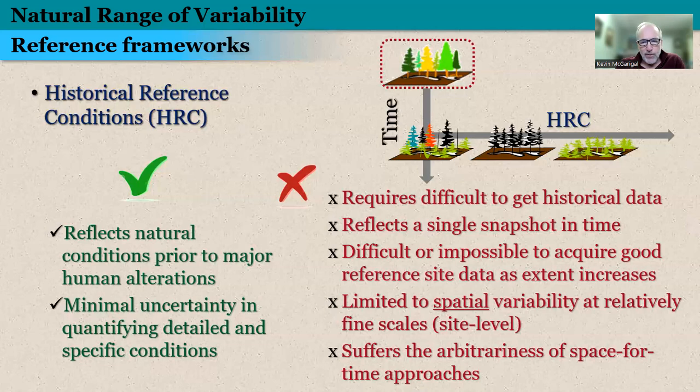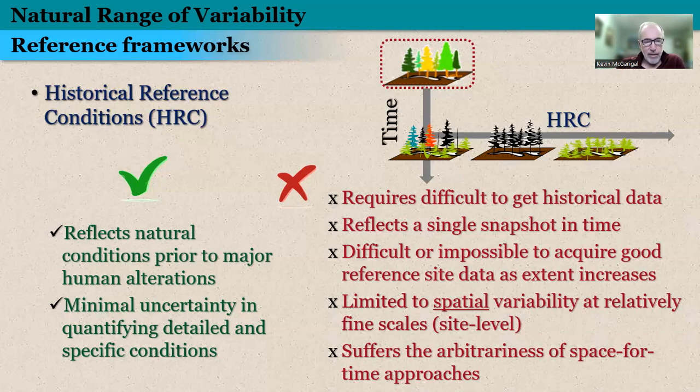It also reflects a single snapshot in time, as opposed to the variation one would expect over time under a natural disturbance regime. It's also difficult or impossible to acquire good reference site data as the extent increases. So much like the CRC approaches, while it's possible to find reference sites at the local scale, once the size of the landscapes get large enough, it gets increasingly difficult or even impossible to find reference sites at that scale. And it's limited to spatial variability at relatively fine scales for the reasons I just described.